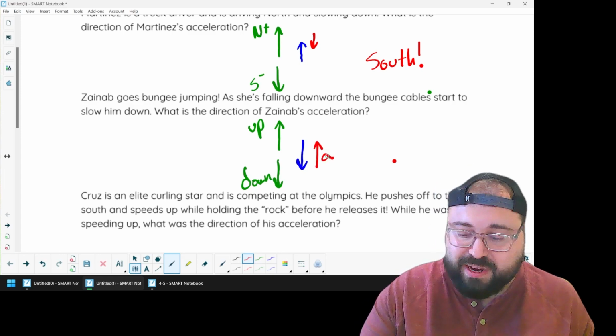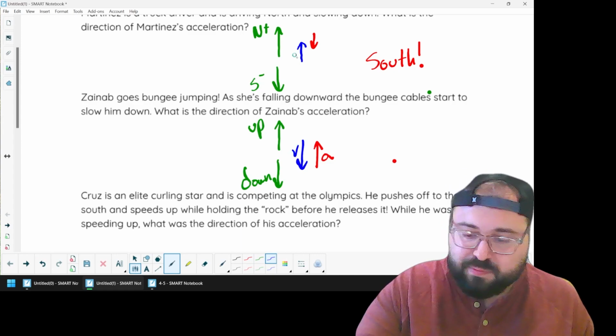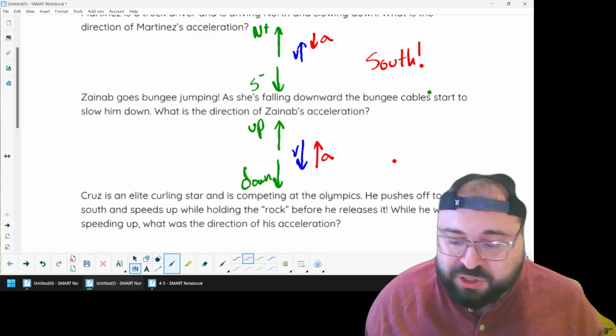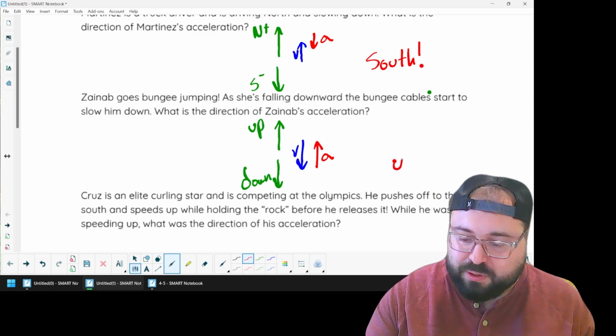That bungee cable is going to pull on her this way. So her acceleration, let's label these just to make sure everything's clear. Her acceleration is going to have to be upwards. Okay.